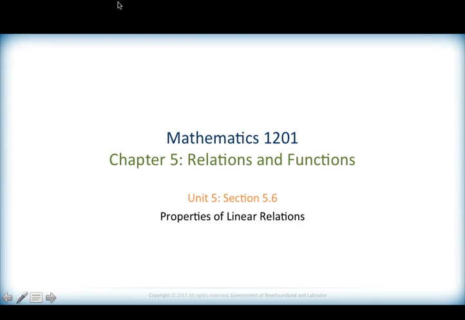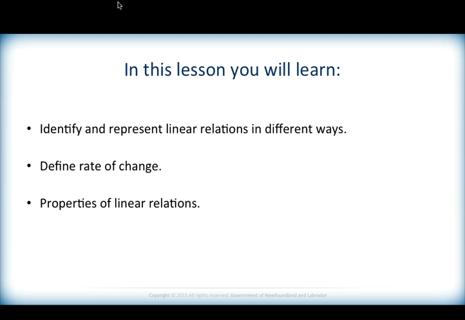In this lesson, we will look at section 5.6, Properties of Linear Relations. In this lesson, you will learn how to identify and represent linear relations in different ways, define rate of change, and we will look at the properties of linear relations.